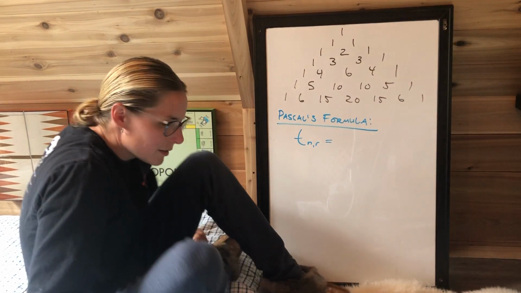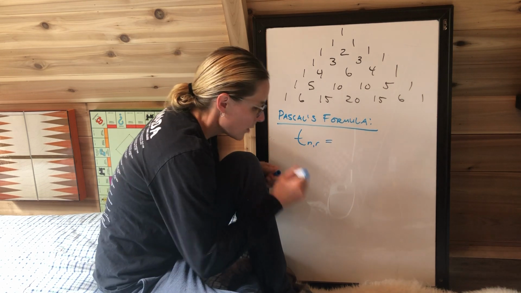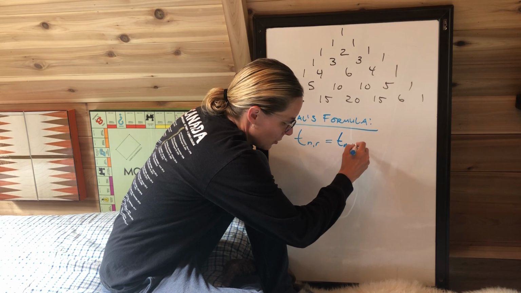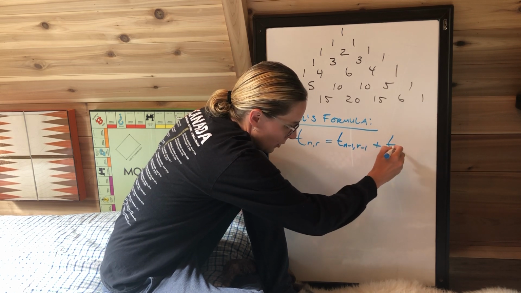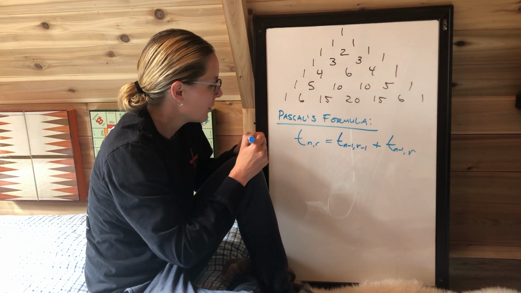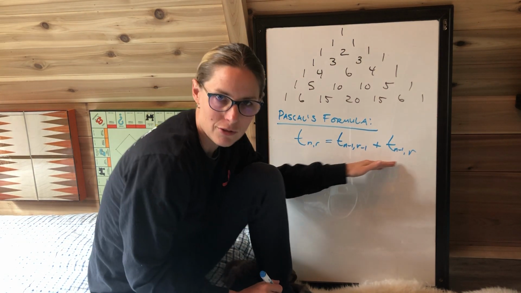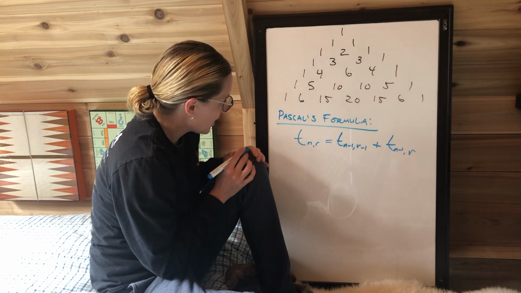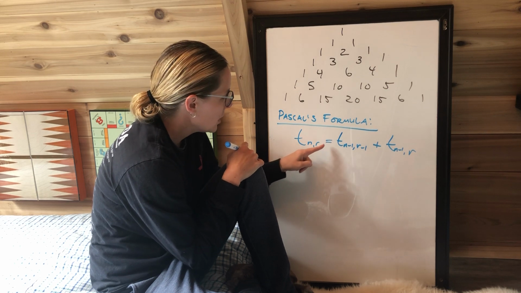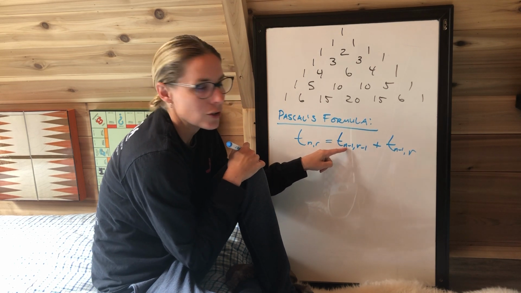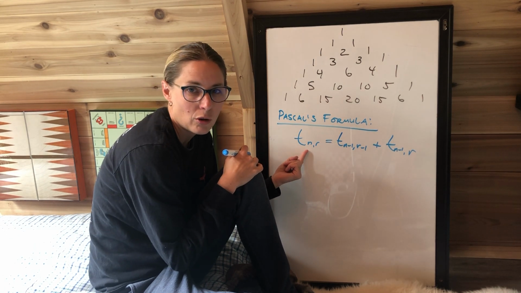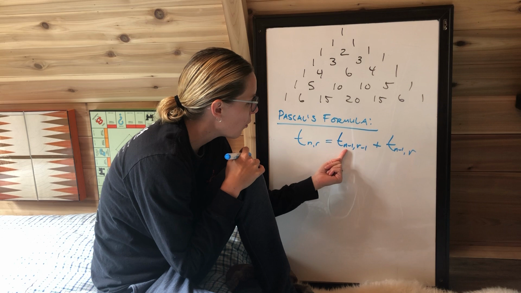Okay, so Pascal's formula is going to look like this. Term NR is going to be term n minus 1, r minus 1, plus term n minus 1, r. And you're saying, what the heck are you talking about? Okay, this looks very confusing. But basically what this is saying is if I want to find the term in the nth row and the rth diagonal, I have to look to the n minus first row. Well, n minus 1 is 1 row before the nth row. Okay, so you're really looking to the row above it.